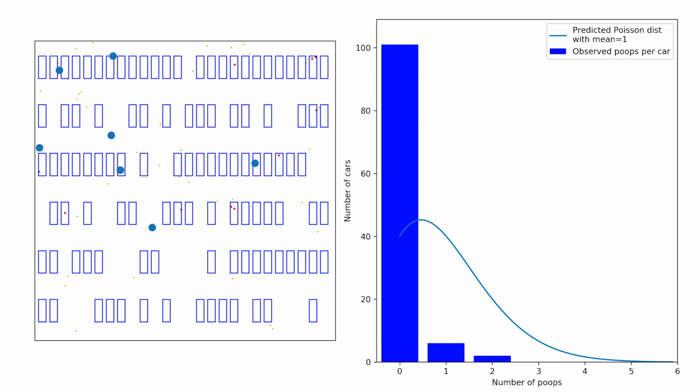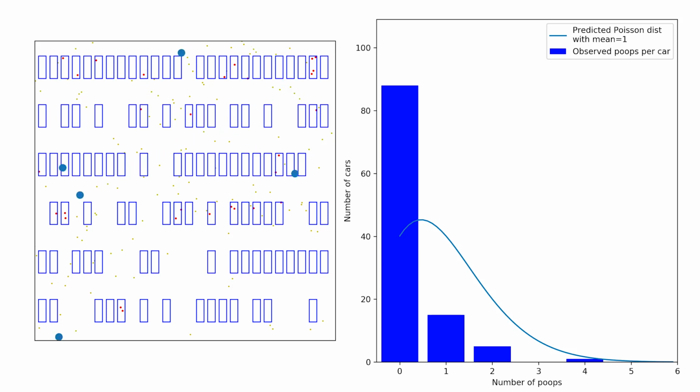In Poisson terms, the cars are the fixed areas, and the number of poops that land on each car are the independent events. The simulation keeps running until there's as many red poops as there are cars, as this will give us an average of 1 poop per car. Looking now to the graph on the right, we use this average of 1 poop per car as the rate parameter required for the Poisson's probability distribution function.